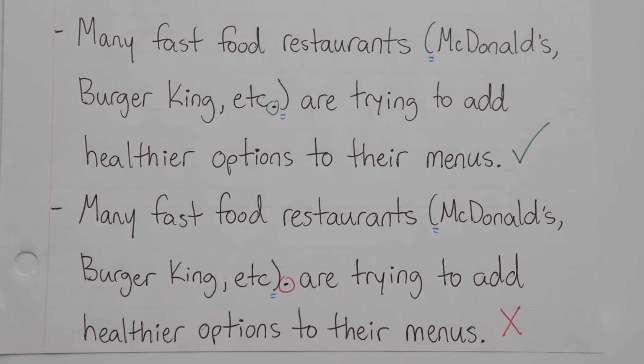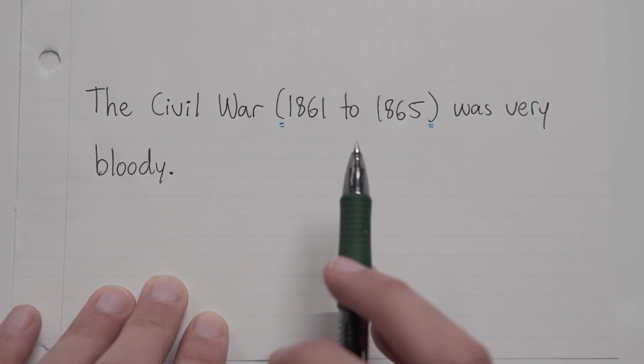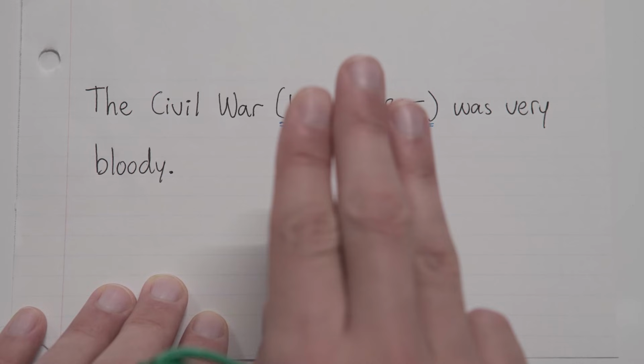Okay, let's take a look at a few examples and see if they're correct or not. The Civil War (1861 to 1865) was very bloody. Okay, so the first thing we need to do is make sure that the stuff in parentheses is actually extra information. And it is. It tells us more about the Civil War. So now all we need to do is see what would happen if we take that information out. The Civil War was very bloody. Yeah, that sounds good, that's correct.